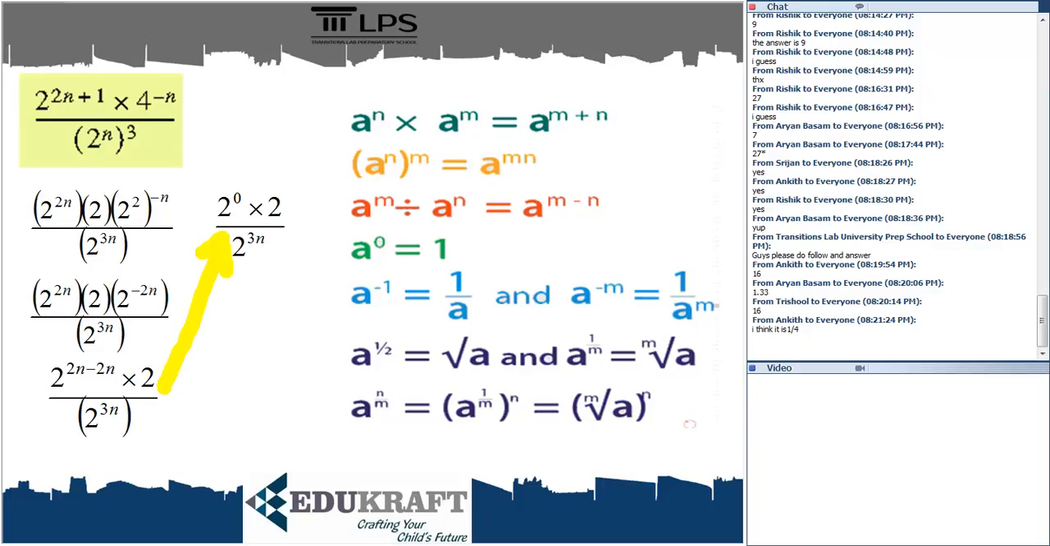So 2 raised to n minus 2 raised to n is going to give you 0. Then multiplied by 2 and 2 raised to 3n. When I solve this, I'm going to get 2 upon 2 raised to 3n. And therefore the final answer is going to be what you see on your screen. This is the final answer: 2 raised to 1 minus 3n. Because remember, 2 by itself means 2 raised to 1.